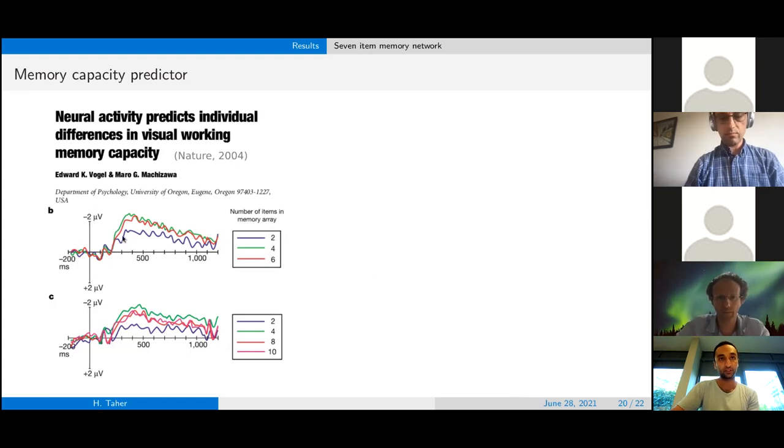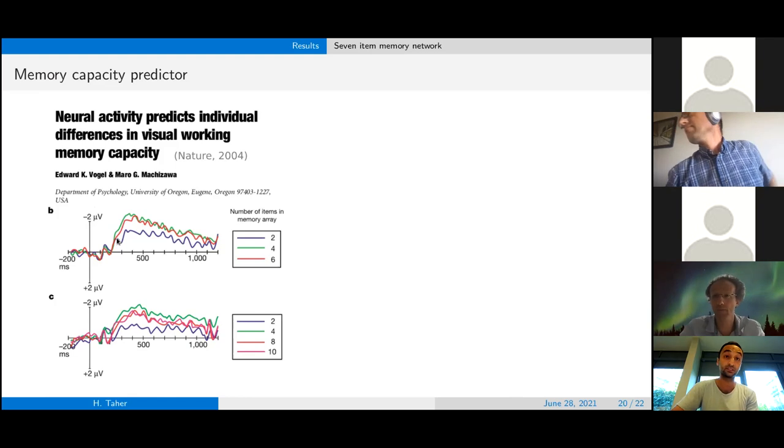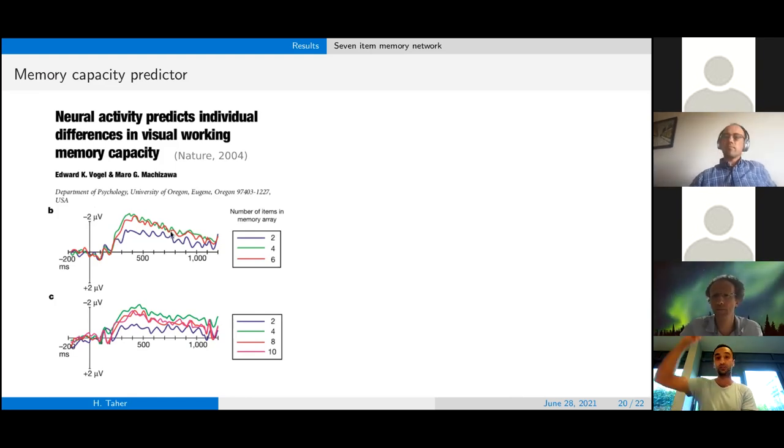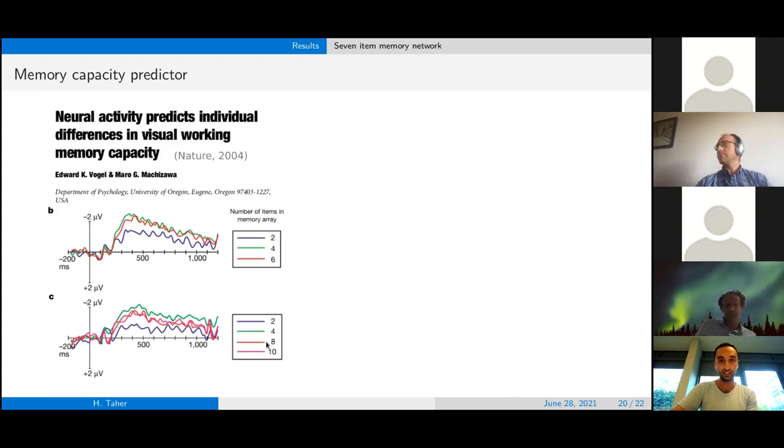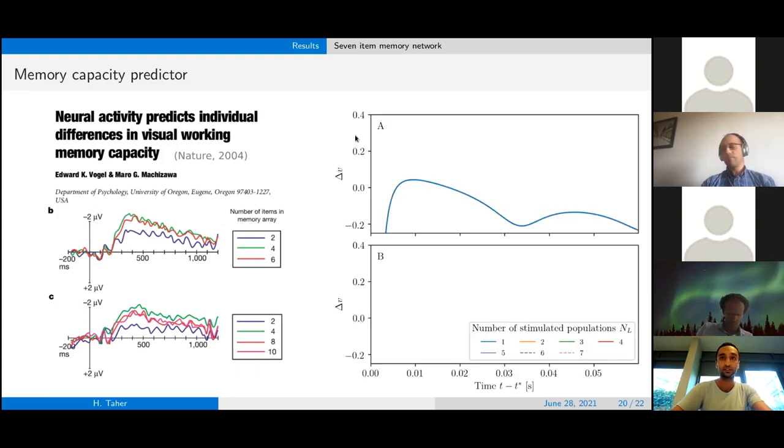What we see when 2 are presented, the curve is quite low. When 4 are presented, it's higher, but when 6 are presented, it does not go further. And this is due to the memory capacity limit being reached, which is around 5. So we see saturation of this potential difference when the capacity is reached. And if we go beyond 6, so here 8 and 10 are additionally shown, we not only have saturation, but the potential difference even decreases. And we try to find a similar measure using our neural mass model, which is this delta V here.